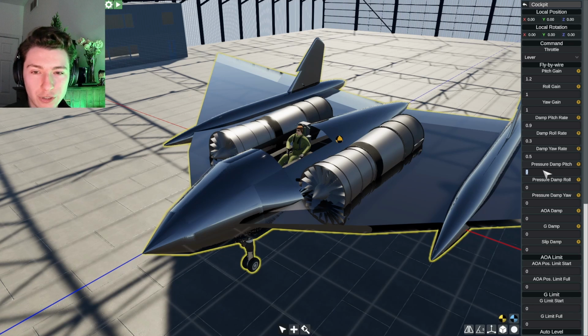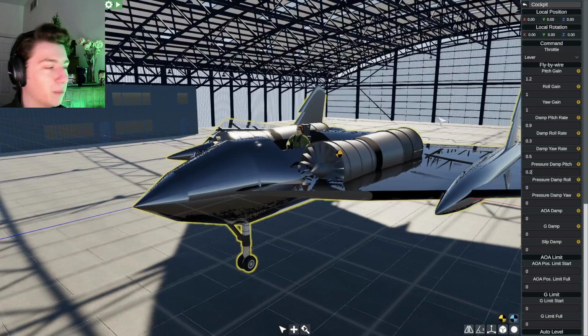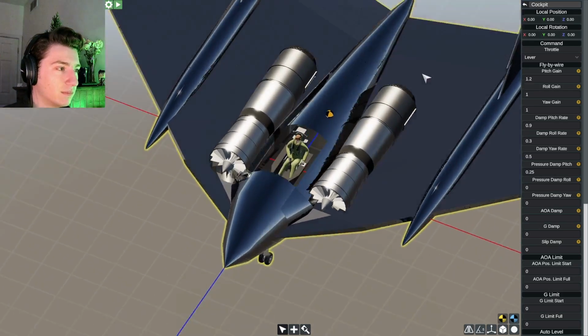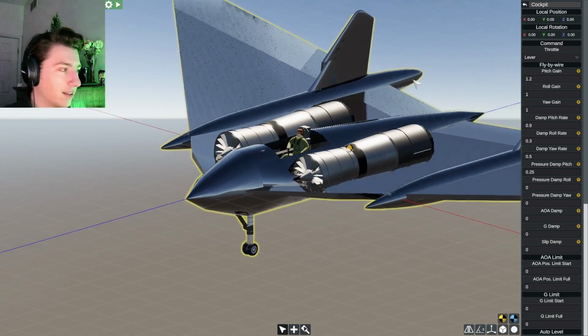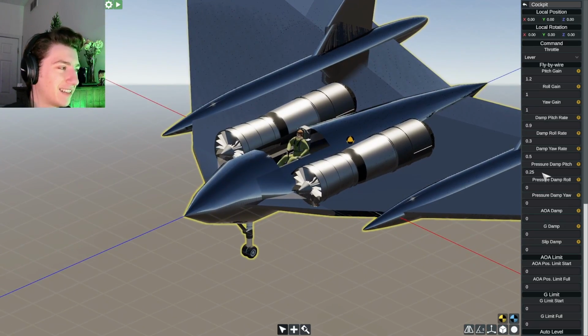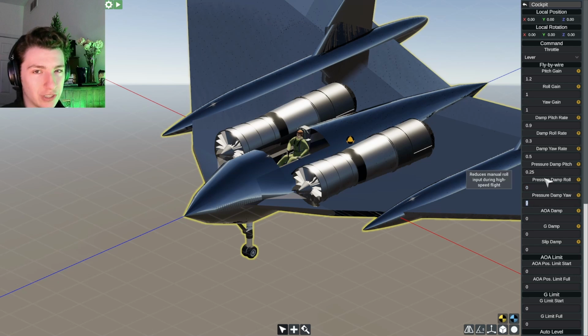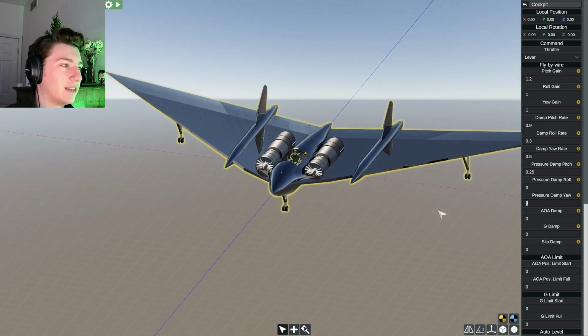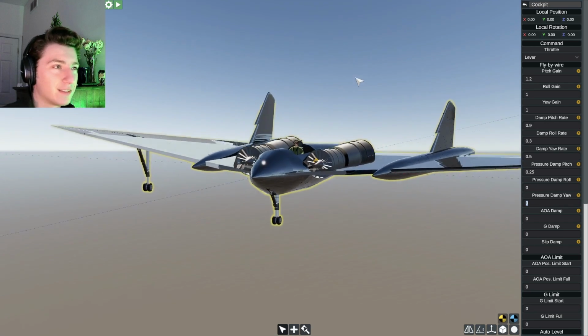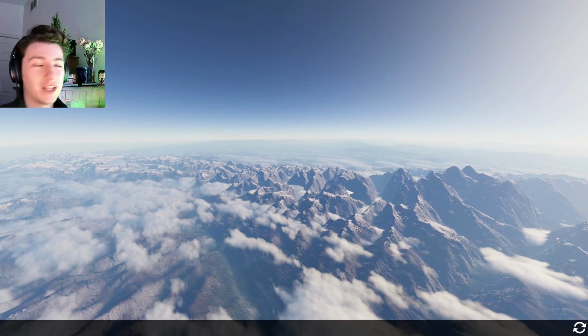As for the pressure damp, again, pitch is the problem here because we tend to pitch out of control. So I'm going to put 0.25. Oh, we've gone orthographic here. 0.25 as our pressure damp pitch. However, for roll and yaw, we're going to just leave it. We don't really need to do anything with those. So anyway, let's fly this thing and see how much that changed. And I will also point out an interesting thing that happens when you go supersonic with one of these systems.